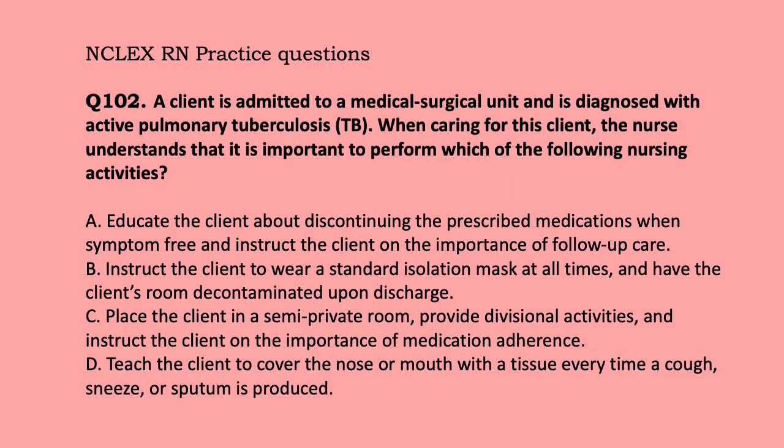NCLEX RN Practice Questions. Question 102. A client is admitted to a medical surgical unit and is diagnosed with active pulmonary tuberculosis, TB. When caring for this client, the nurse understands that it is important to perform which of the following nursing activities?